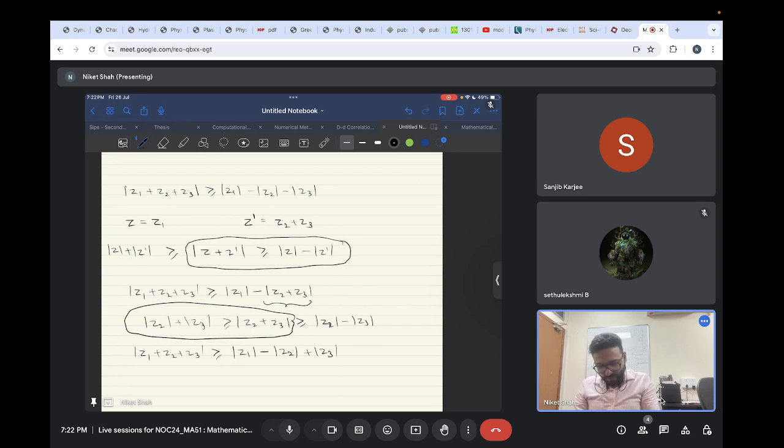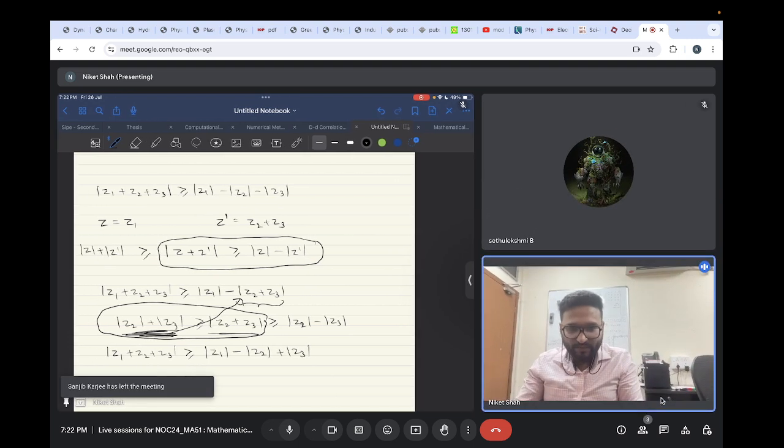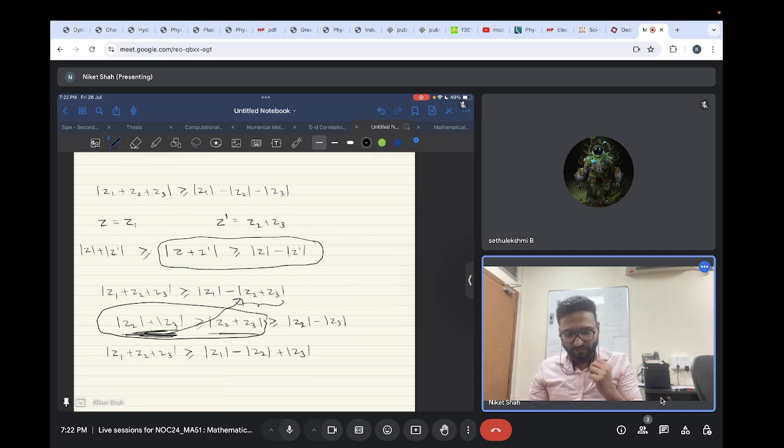But the problem is that mod Z2 plus mod Z3 can be greater than or equal to mod of Z2 plus Z3, right? So by substituting this left hand side here in this part, I am not sure whether the inequality that I have started with, that is this being greater than or equal to Z1 minus this, will still be satisfied, right?